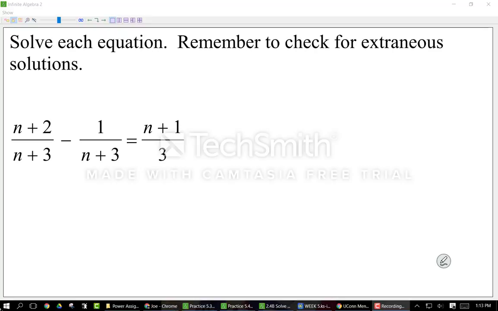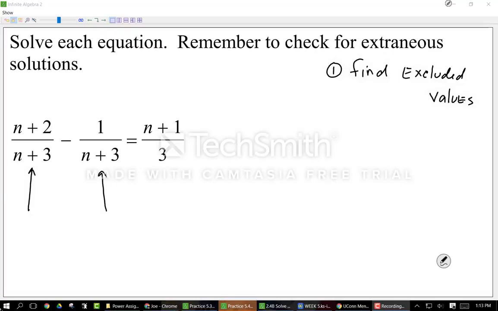Again, steps from the previous video. The first one is I want to find excluded values. So in this particular instance, if I look here, the first n plus 3 and the second n plus 3, they're both the same, right? So that means they're going to have the same excluded value. In this particular instance, our excluded value is n cannot be negative 3. Well, how to get negative 3, you might ask? I'll take the denominator, n plus 3 equals 0. I solve, n equals negative 3.